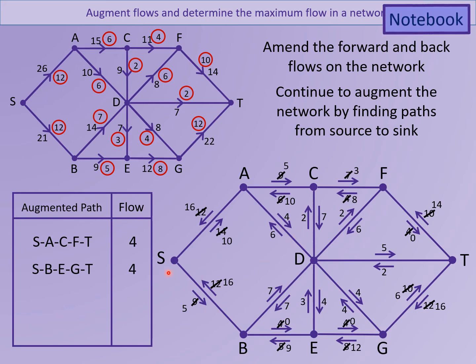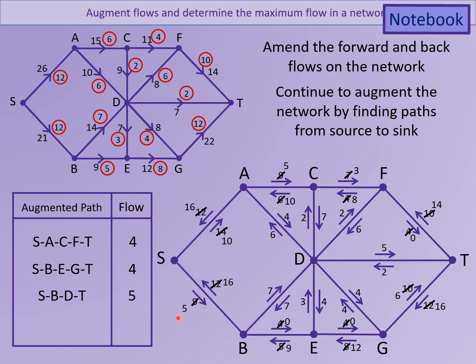Can I think of any other flows from source to sink? In this case, I can flow another one, S to B to D to T. What can I flow? Well, I've got 5 left in that pipe, 7 left in that pipe, 5 left in that pipe. I would say the best I can do is flow 5 through that network. So the best we've got is a flow of 5 through that network.